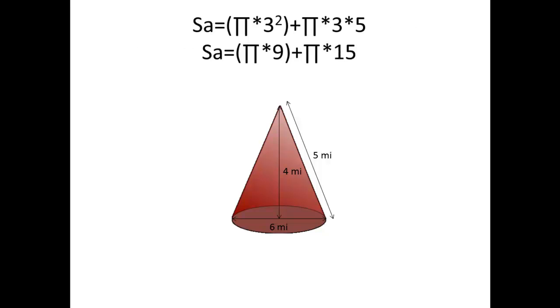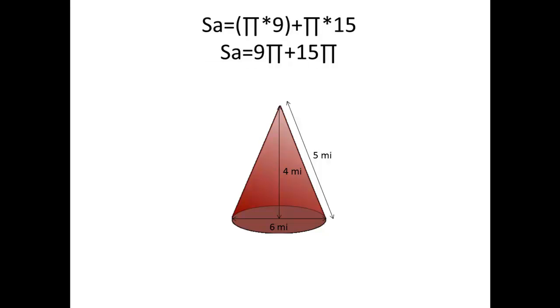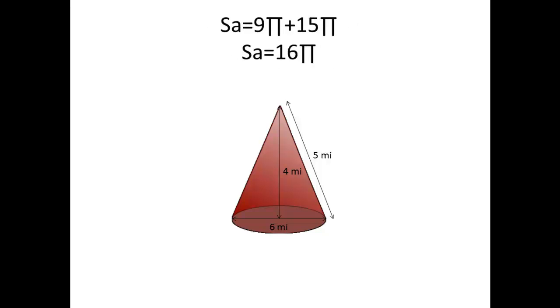Now if we simplify this equation, we get surface area equals pi times 9 plus pi times 15. We would then get surface area equals 9 pi plus 15 pi. Then when we add those together, we would get the answer is surface area equals 16 pi.